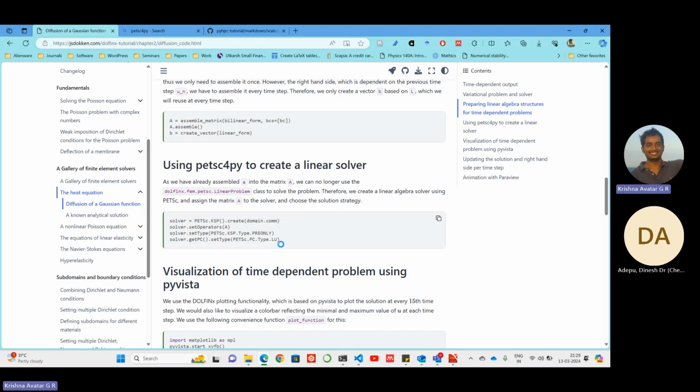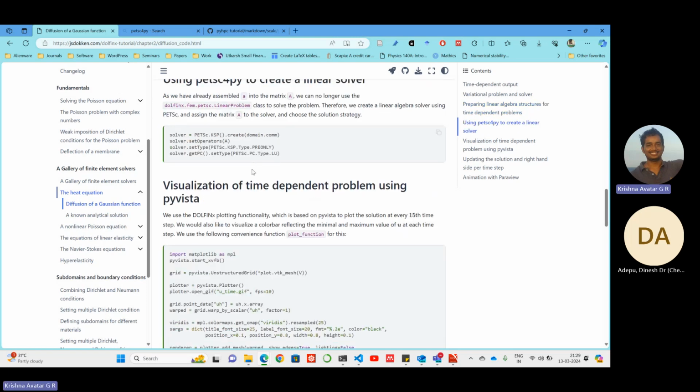In general, some of the widely used preconditioners are LU factorization, because of its very simple nature. But for specific cases, we can have specialized preconditioners such as Jacobi preconditioners. There are a lot of other preconditioners. So here they have used LU factorization as one way.